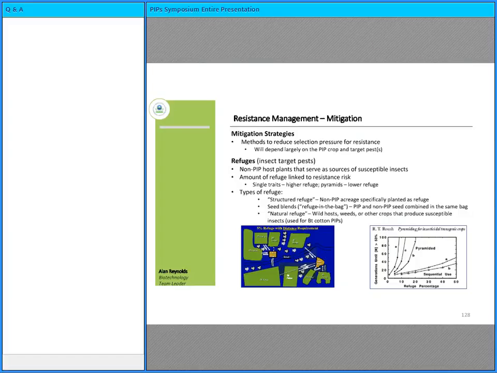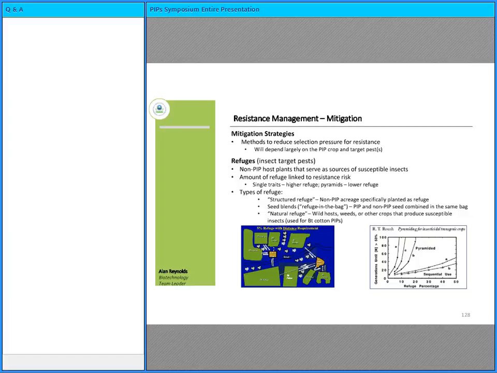So a refuge is essentially non-PIP host plants that are available to serve as sources of susceptible insects that would be available to interbreed with any resistant insects that might emerge from the PIP crop. And so the amount of refuge, at least for the Bt crops, has been linked to the relative risk of resistance. So PIP crops that express a single trait are more at risk of resistance, and have a higher refuge requirement than a pyramided variety, which would express two or more traits targeting the same target pest.